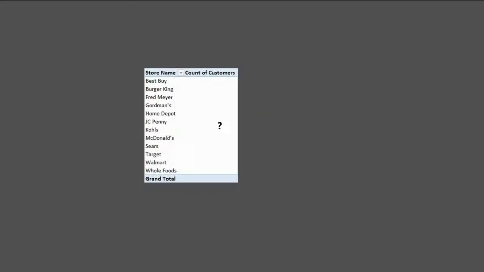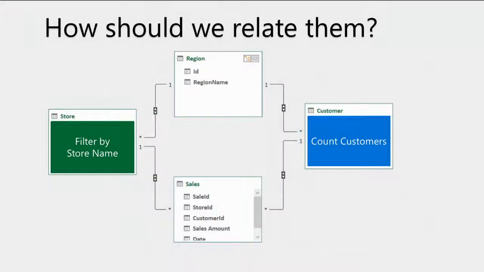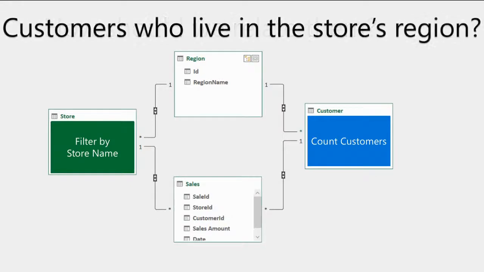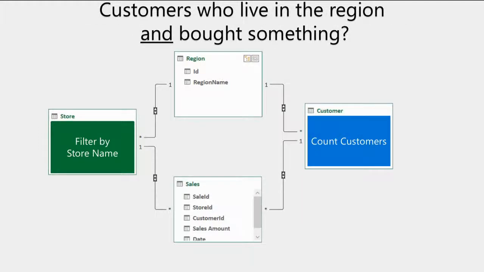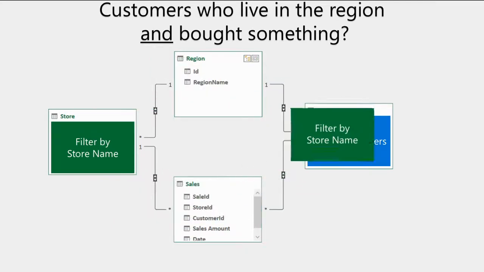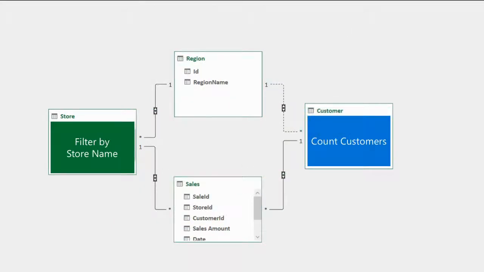Let's say I have the store's name and I have the count of customers. How should we relate them? I don't know. Do you want the customers who live in the store's region? That's the top relationship part. Do you want that? Or do you want the customers who bought something at the store? Do you want this? Or do you want the customers who live in the region and bought something in this region? Both. That's a problem.